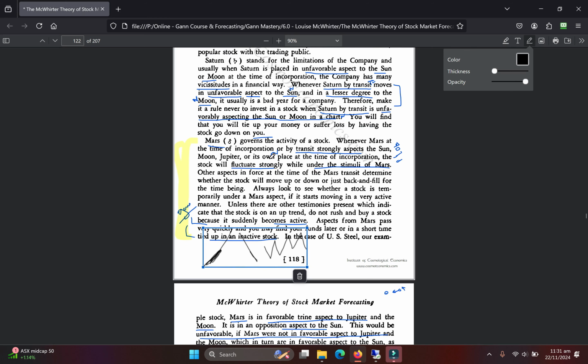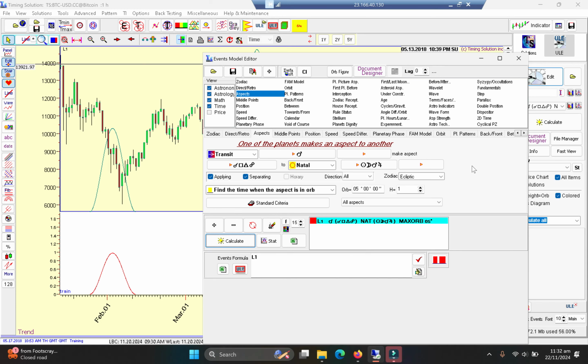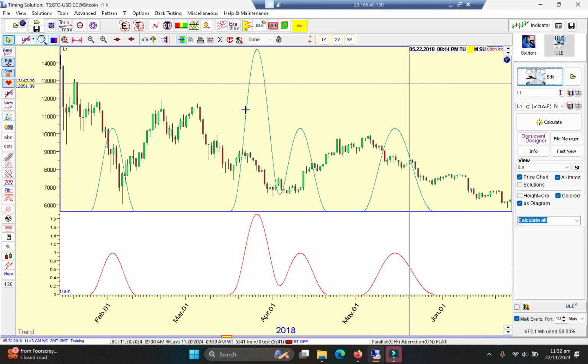So she says it will become active while under the stimuli of Mars. Then she says other aspects in force at the time of Mars transits determine whether the stock will move up or down or just sideways. Now at this point in time, I've not added anything else to this. I've only added the Mars transit, okay? So I've only done Mars.